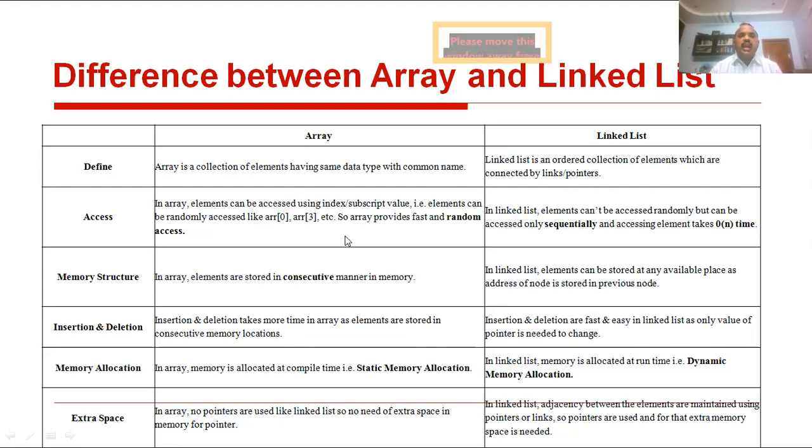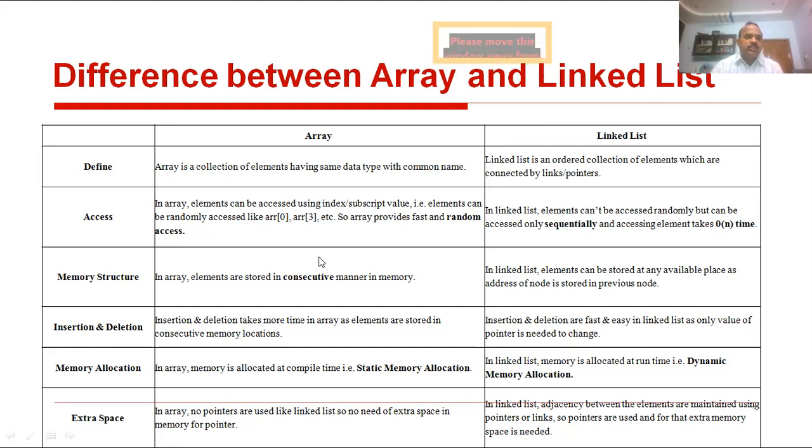Next, access. In an array, elements can be accessed using an index or subscript value, that is, elements can be randomly accessed, like array of 0, array of 1, array of 2, array of 3, etc. So an array provides fast and random access. In a linked list, elements cannot be accessed randomly, only sequentially, and accessing elements takes order of n time. Clear?